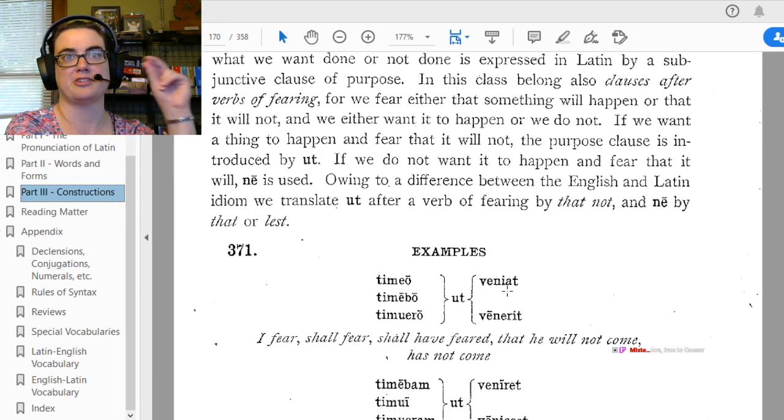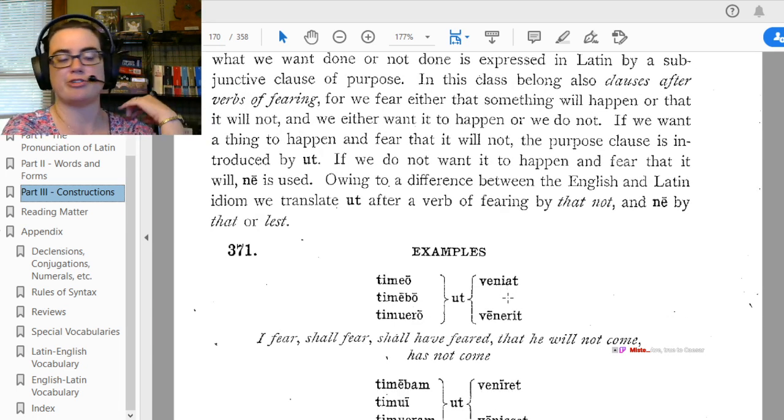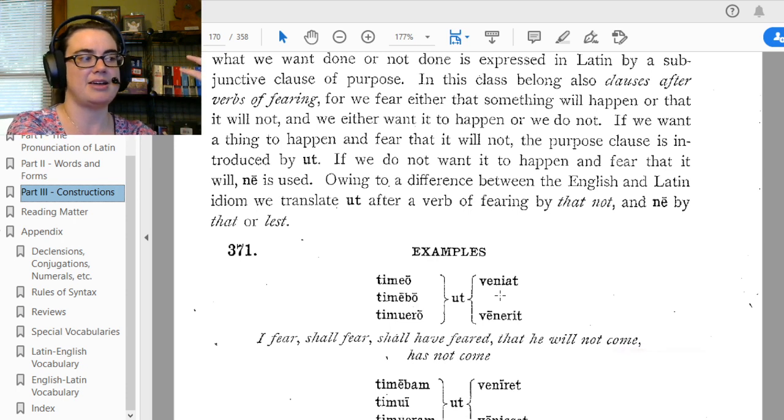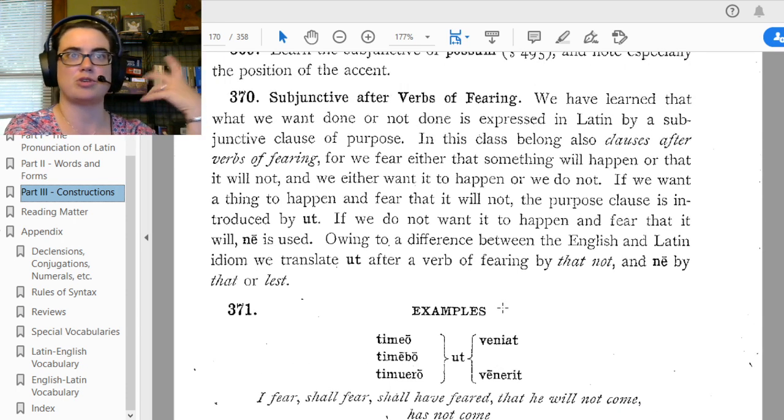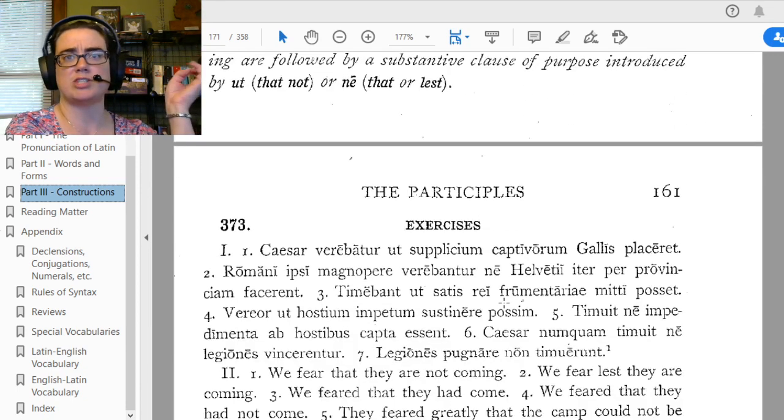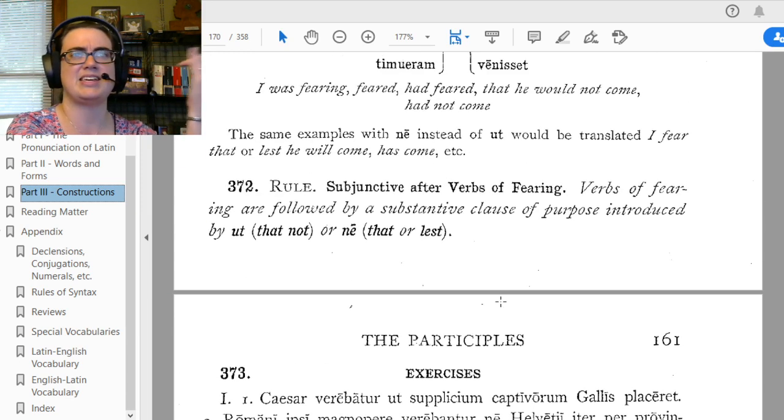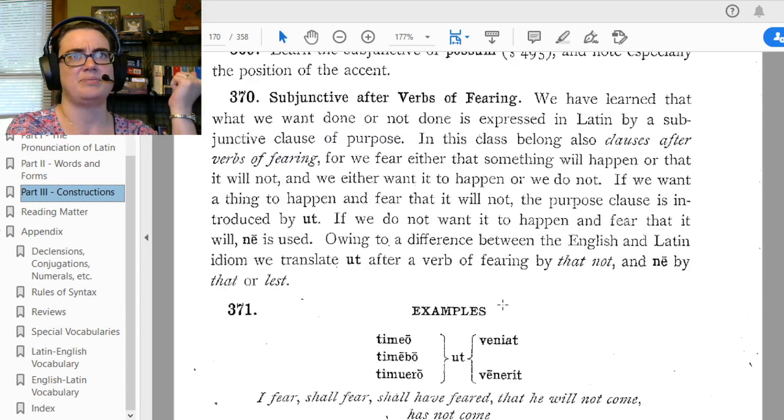Verbs of fearing, reverse. Maybe because you're afraid of it, it's scary, because it's doing the opposite of what you think it's going to do. I don't know. Honestly, you don't see ut used very much with verbs of fearing. I feel like you normally see ne. But yeah, if we want a thing to happen and fear it will not, we use ut. If we do not want a thing to happen and fear that it will, we use ne.